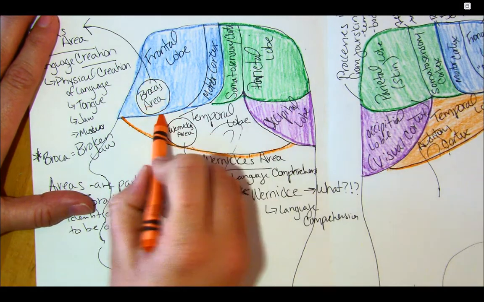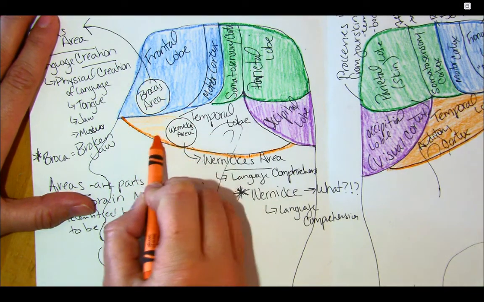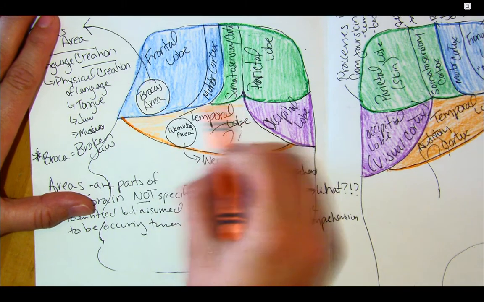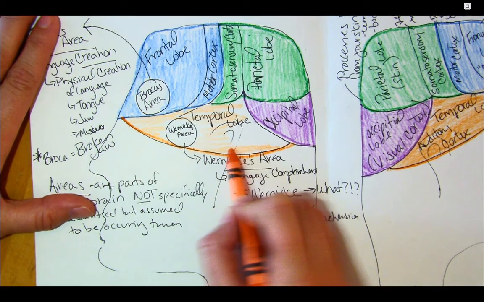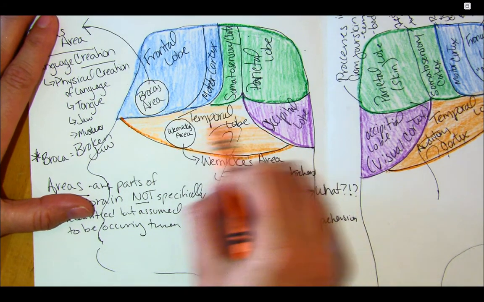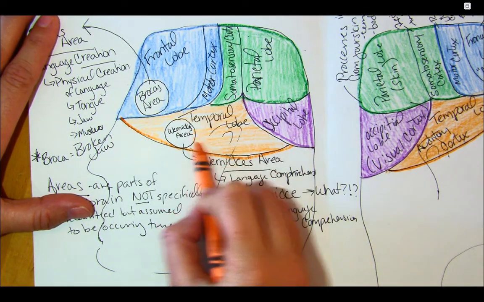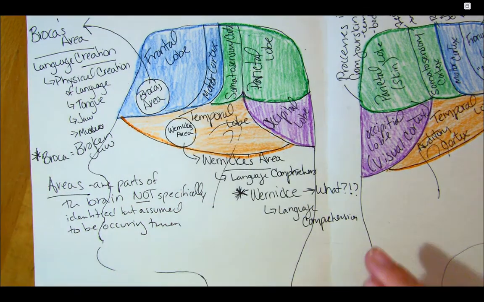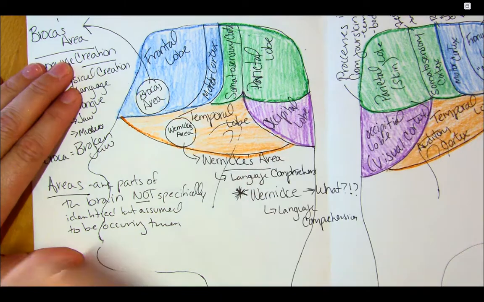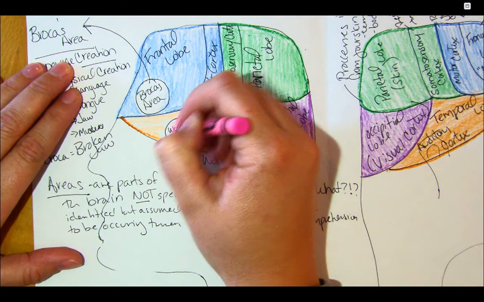And my temporal lobe is going to have Wernicke's area. Wernicke, what? Language comprehension, because you only say the word what when you don't understand something. So it has to be Wernicke's area. What? Language comprehension. So your temporal lobe is going to have your Wernicke's area. I'm just going to color in two different colors just to make them stick out. My Wernicke's area, I'm going to color pink. Why not?